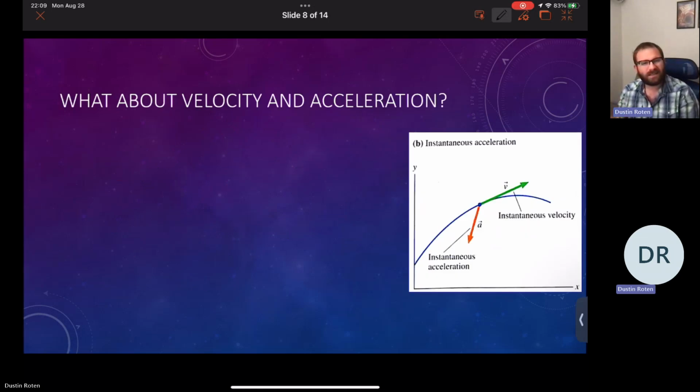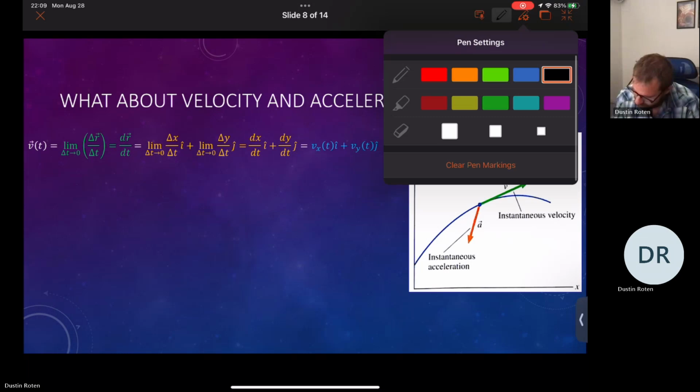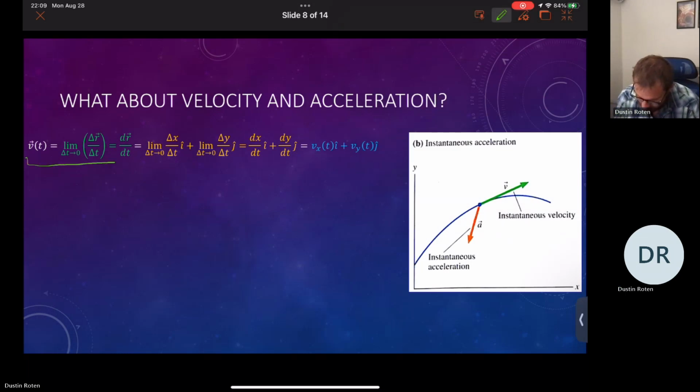Okay, so what about velocity and acceleration? Well, the good news is it works the same way. So I know this looks a little gross, but let's break it down and think about it. If we just look at this first piece, our velocity is essentially just the displacement over how long it took to do that displacement. But then if we take the limit and let that time get really tiny, that just turns into the derivative. So the velocity is just the derivative of the position over time. That's what we've learned from day one.